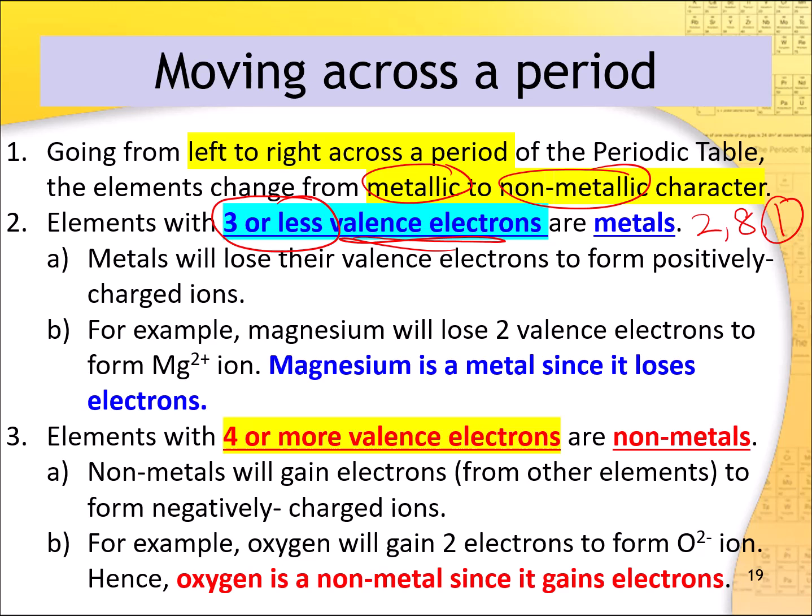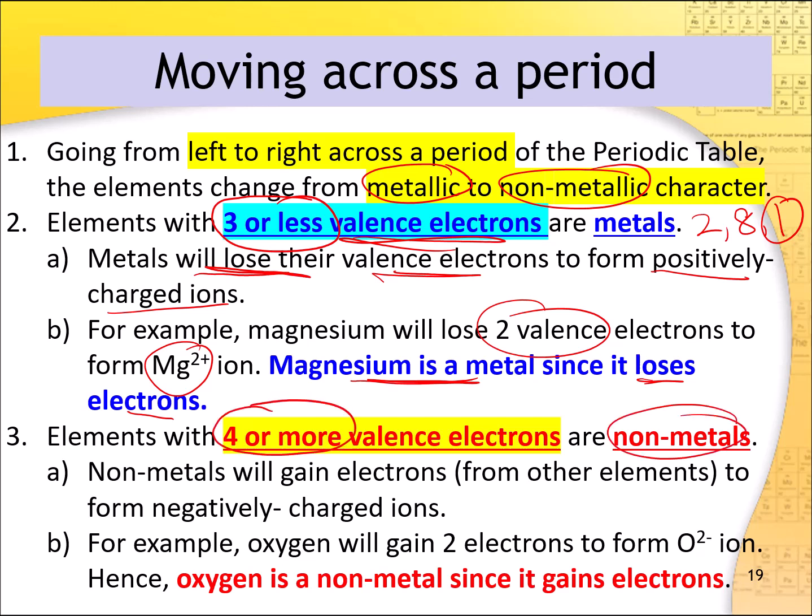If you have 1, 2, or 3 valence electrons, it's a metal, and metals will lose their valence electrons to form positively charged ions. For example, magnesium will lose 2 valence electrons to form Mg2+. We know that magnesium is a metal because it loses 2 valence electrons. Whether you lose 1 or 2 or 3, as long as you lose valence electrons to become ions, they are metals. Elements with 4 or more valence electrons are non-metals.